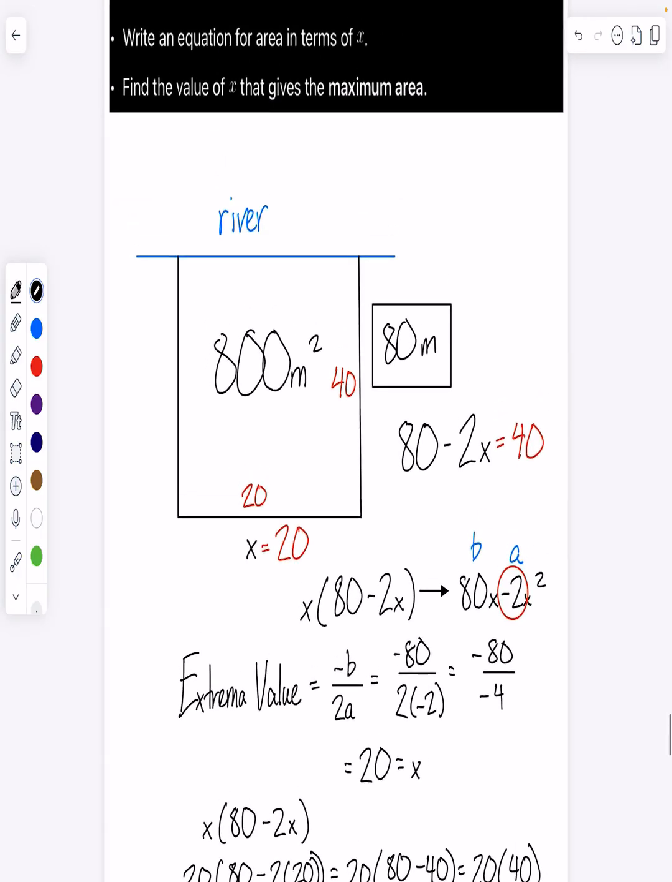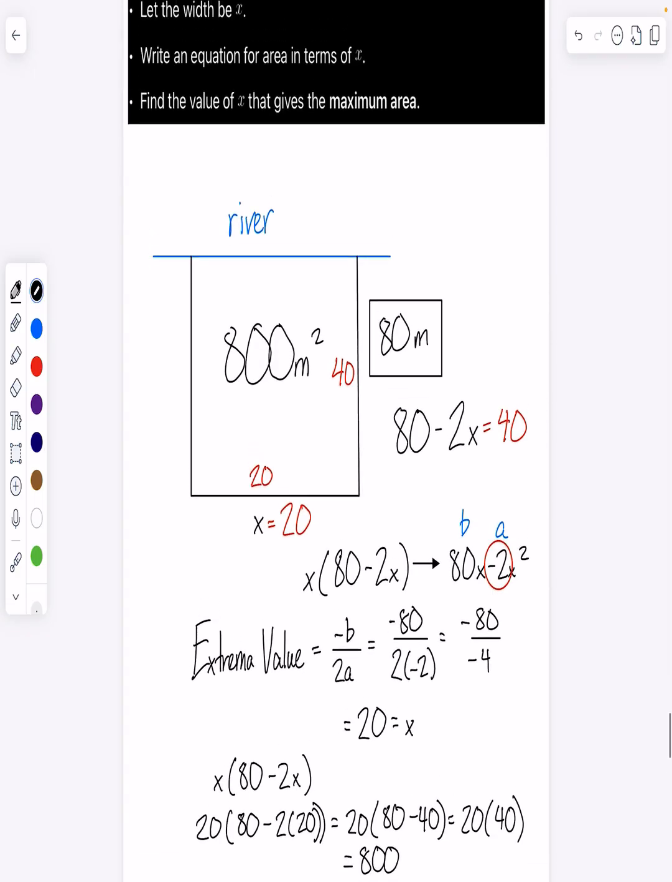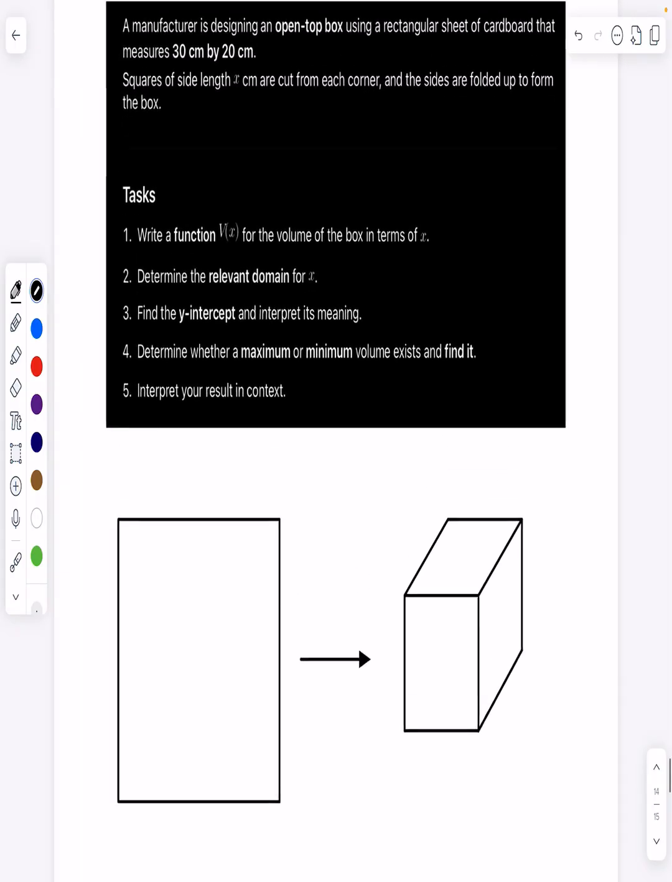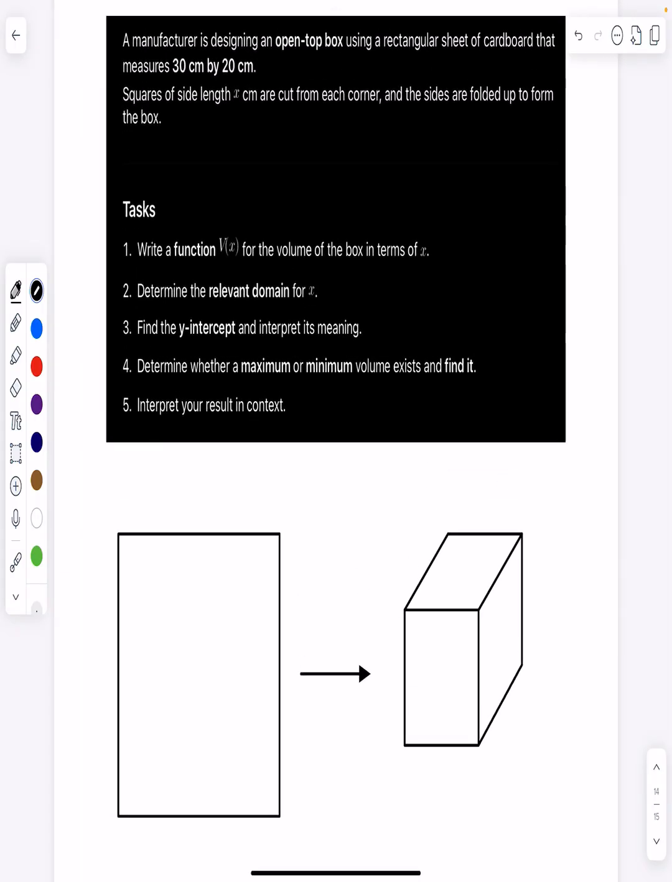situation. All right. Let's take a look at a problem in the context of volume. So a manufacturer is designing an open-top box using a rectangular sheet of cardboard that measures 20 by 30 centimeters. Squares of each side X are cut from each corner, and the sides are folded up to form the box. Write the volume function, define relevant domain, y-intercept, min or max, and then interpret your result.